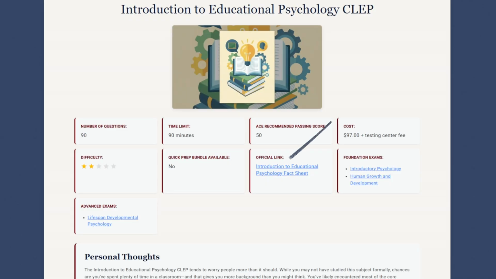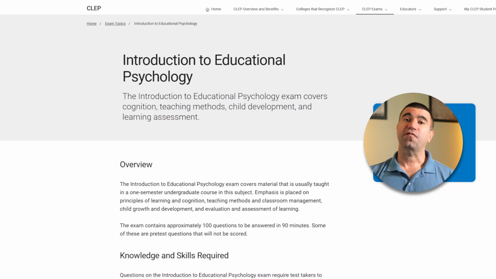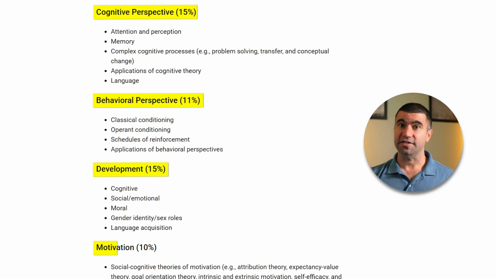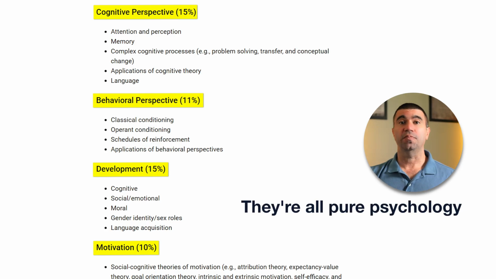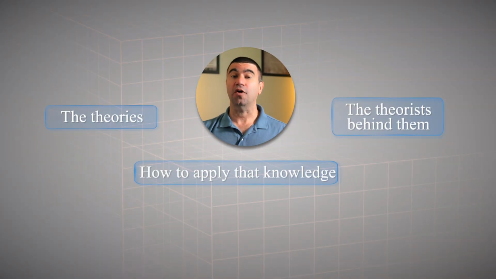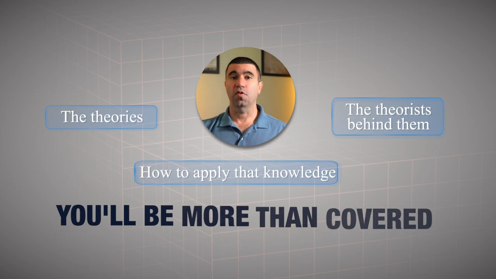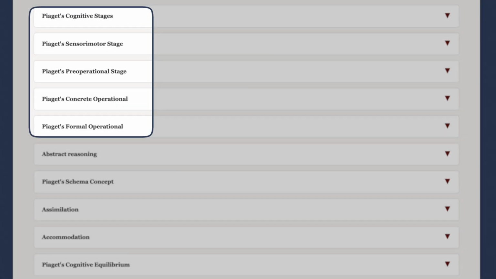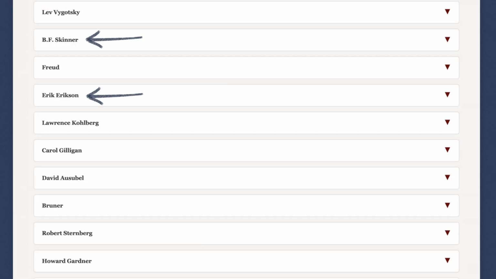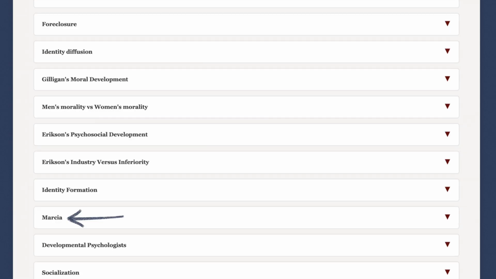You can access the College Board's fact sheet directly from our free study guide, and I'll include a link in the description below. The first four categories here, cognitive perspective, behavioral perspective, development, and motivation, they're all pure psychology. This means that if you know the theories and the theorists behind them, and how to apply that knowledge, of course, you'll be more than covered. So to start off with, I'd read up on Piaget, Bandura, Vygotsky, Skinner, Erikson, Chomsky, Freud, Marcia, and Kohlberg. We have all of these in the study guide, which is totally free, so you can go get it there.